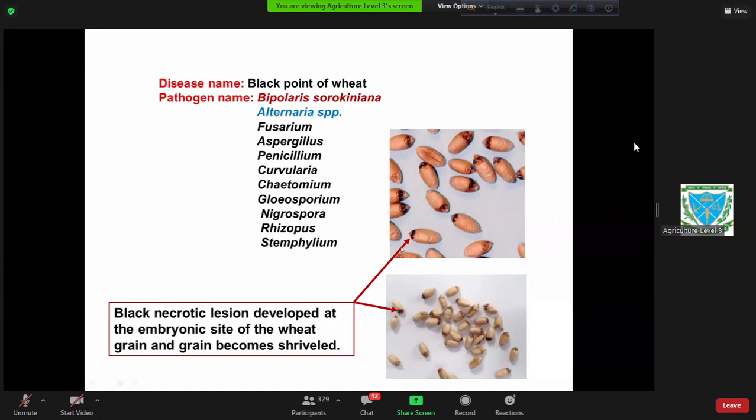What are the symptoms? You see the black necrotic lesions. Black necrotic lesions develop at the embryonic site of the wheat grain, and grains become shriveled. Black necrotic lesions develop at the embryonic point of the grain and grains become shriveled due to infection by these pathogens. So we call it black point of wheat.